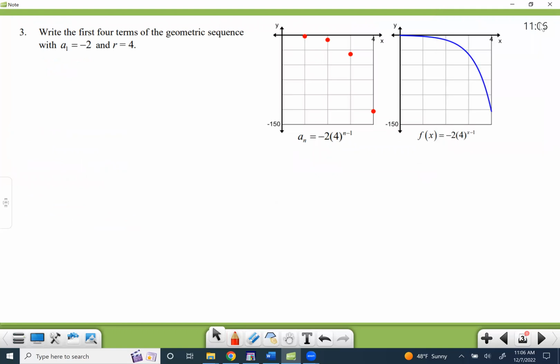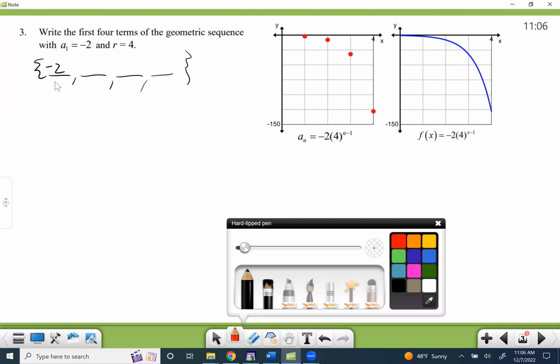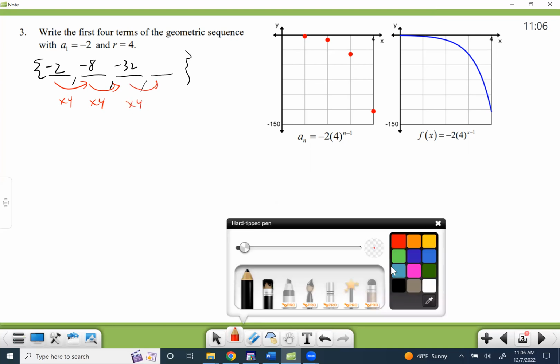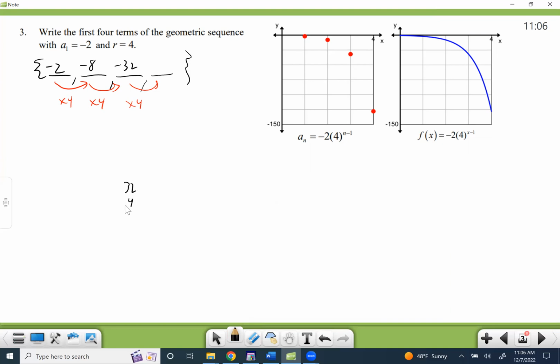Okay, so over here, it said write the first 4 terms of the geometric sequence. Okay, so I always like to get my blanks ready. So 1, 2, 3, 4. And so we know the first term is -2, and we know the common ratio is 4, so we're multiplying by 4, which would give us -8. We're multiplying by 4 again, so that would give us -32. And then we're multiplying by 4 again. Ooh. So let's see here, 4 times 32. Okay, so -128.